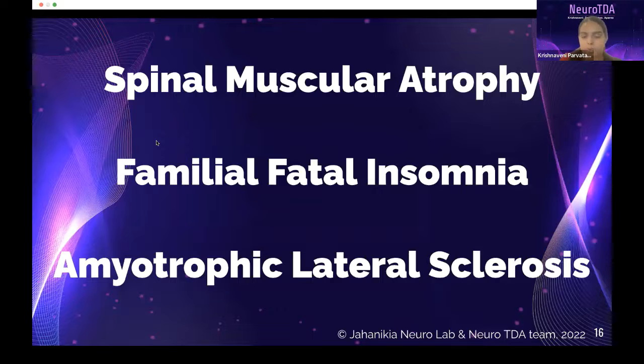There are also other neurodegenerative disorders like spinal muscular atrophy, familial fatal insomnia, and amyotrophic lateral sclerosis that I'm not going to go into detail on in these slides, but we're also using data on those for our data analysis.